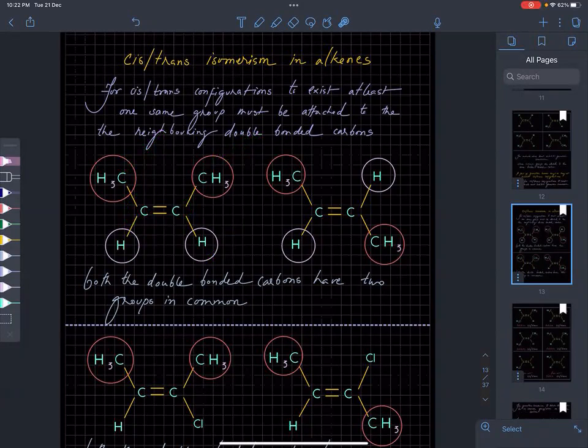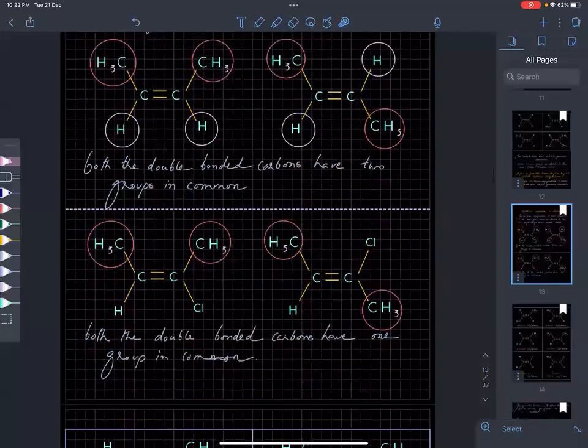Clear? If the same groups on neighboring atoms are on the same side, then that is the cis isomer. If same groups on neighboring atoms are on opposite sides, then it is a trans isomer. Clear? Sir, at least one should have the same, or both should have the same? At least one.